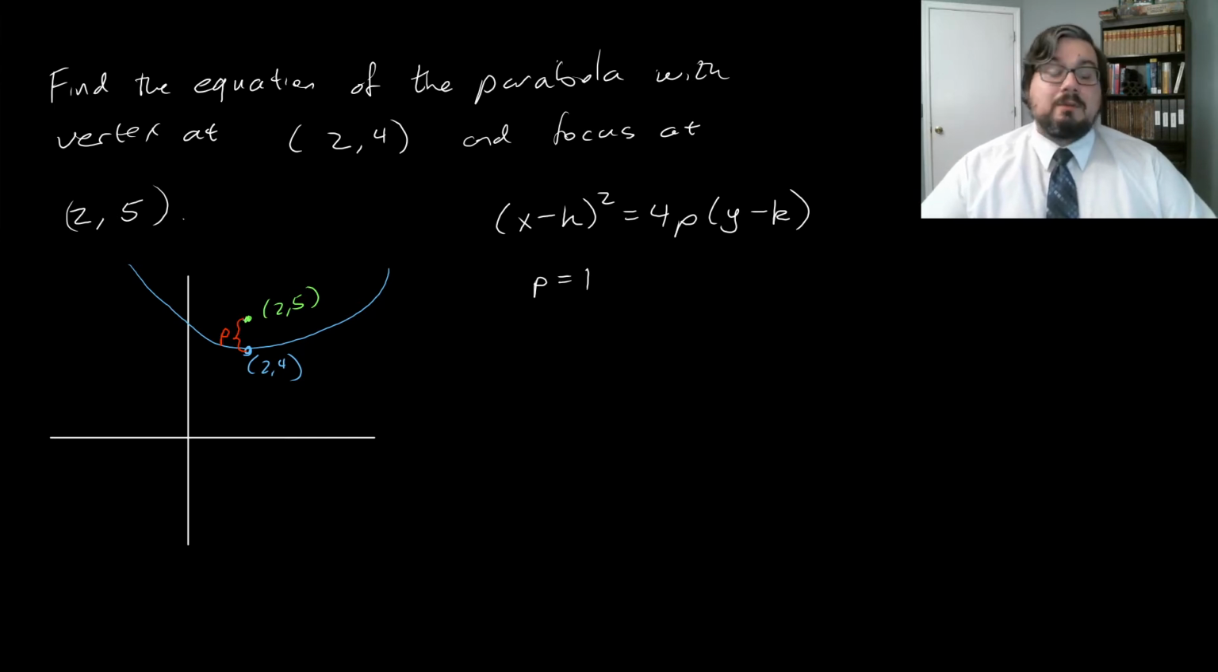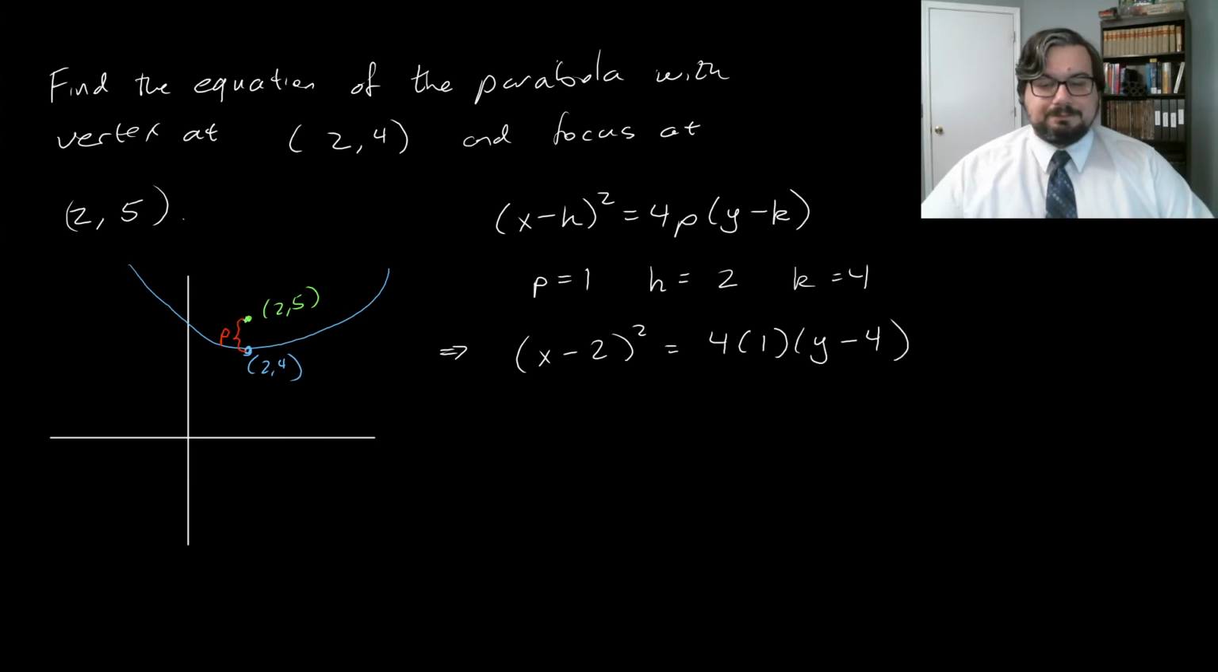The h and k are precisely the coordinates of the vertex of the parabola. So h is 2 and k is 4. Thus, an equation of this parabola is x minus 2 squared equals 4 times 1 times y minus 4. Now, of course, this is not the most common way that we actually see an equation for a parabola written. Usually, we see it all expanded out. So let's see what that looks like.